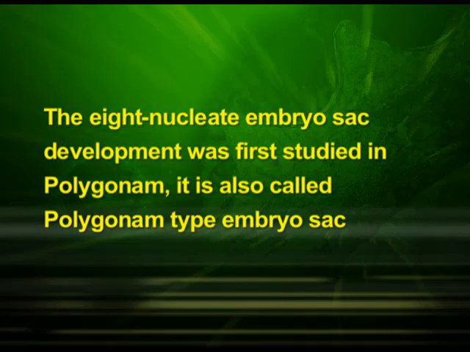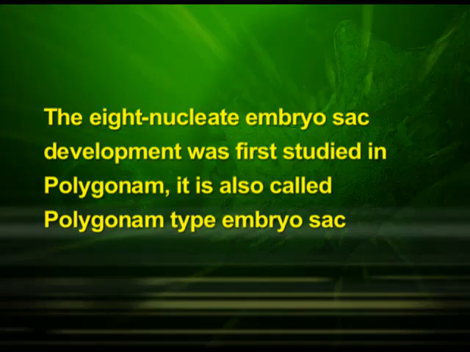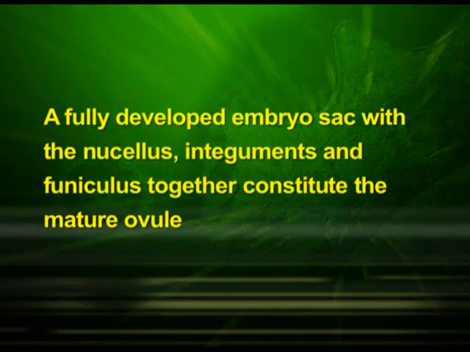The large central cell has 2 polar nuclei, thus a typical angiosperm embryo sac at maturity, though 8 nucleate, is 7 celled. The 8-nucleate embryo sac development was first studied in Polygonum. Hence, it is also called Polygonum type embryo sac. Students, we can observe that at maturity, the female gametophyte or embryo sac almost fills the ovule and the nucellus is almost used up by the embryo sac. A fully developed embryo sac with the nucellus, integuments and funiculus together constitute the mature ovule.